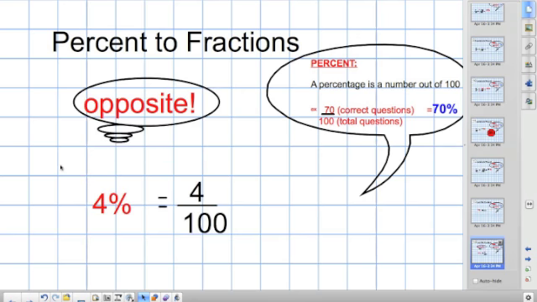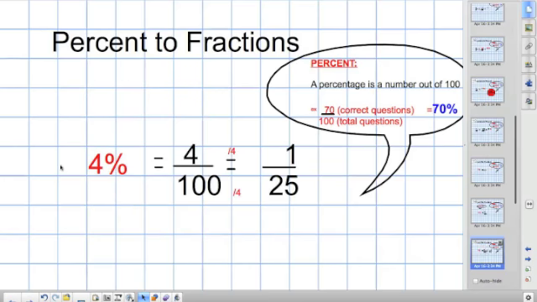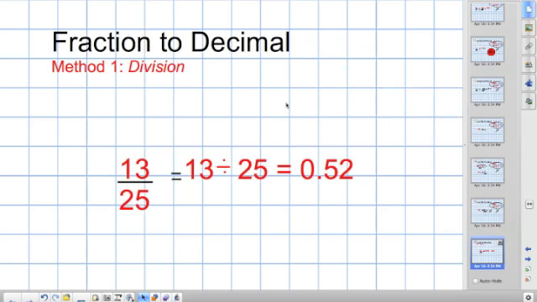Was your answer 4 out of 100? Let's say we want to make that one step harder now. We can turn it into an equivalent fraction by dividing both the 4 and the 100 by 4, giving us an equivalent fraction of 1 over 25. Our next lesson is fractions into decimals.